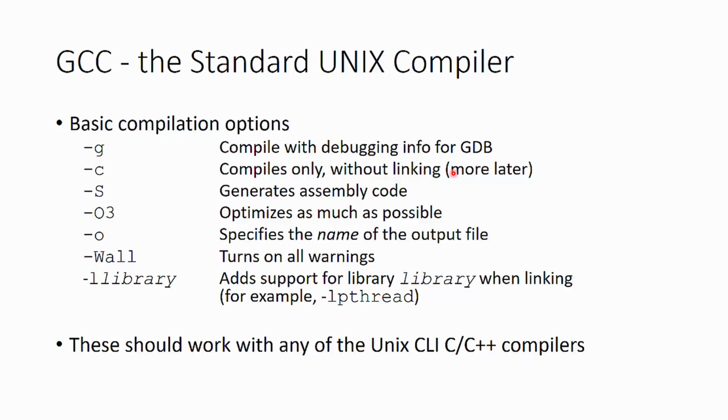And the basic compilation options that we'll use are, for the most part, -g and -o, though we'll talk about the others here, and then the way to add a library. So the -g switch lets us compile our program with debugging info that we'll need with the GDB debugging tool, and we'll do a lecture on that later. If we want to compile only without linking, we can do that with the -c switch. If we just want the assembly code, we can use capital -S. We can tell GCC to optimize as much as possible with -O3, and I believe there's also -O2 and -O1. It kind of depends on the compiler.